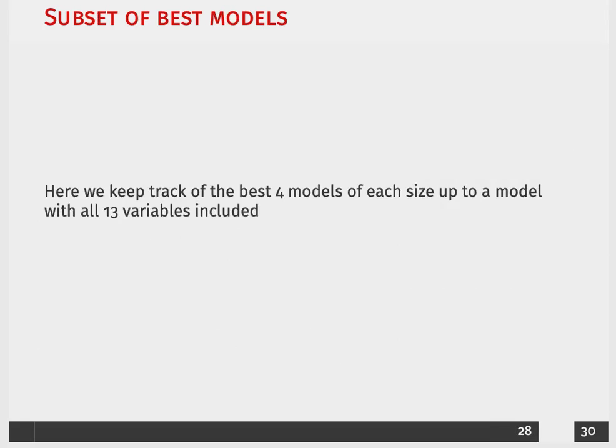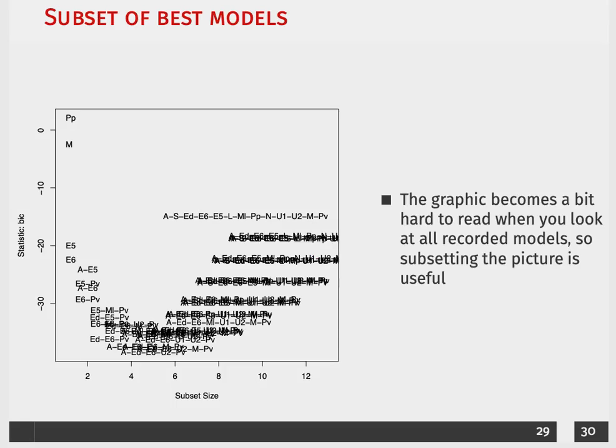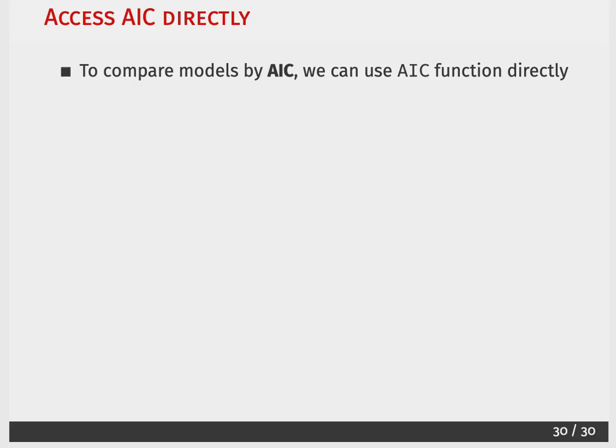Now, again, what's really nice about this is that we can keep track of the best 4 models of each size up to a model with all 13 variables included. And again, the graphic becomes a little bit hard to read when you look at all the recorded models. So if you do this, I would recommend just subsetting based on the picture.